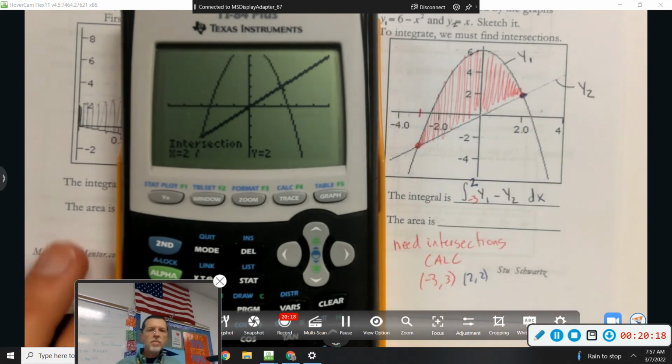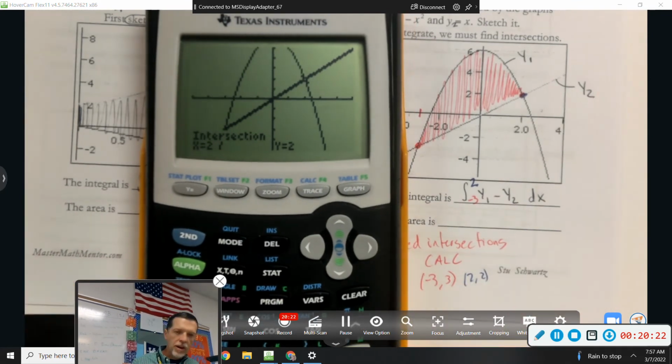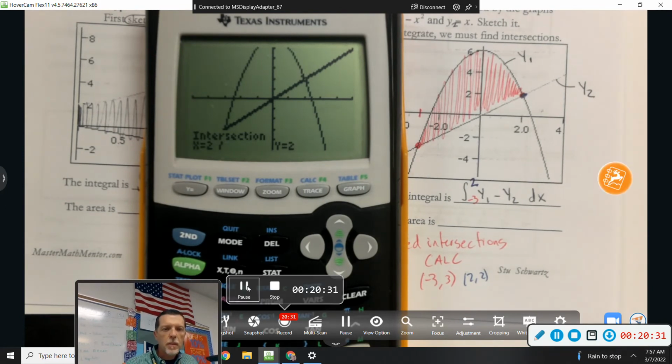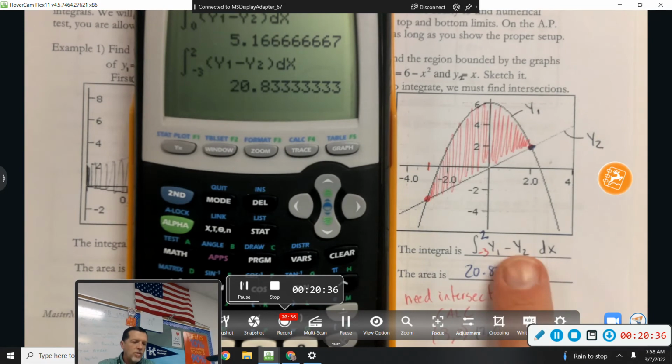So we'll integrate from negative 3 to 2 of y1 minus y2. Why don't you see if you can hit all the right buttons to get the answer for that one? So 20.833. Always round to 3 decimals. And showing the integral is showing your work. So don't just give me the answer, but once you write the integral, that's showing your work, because you know the calculator can do that.